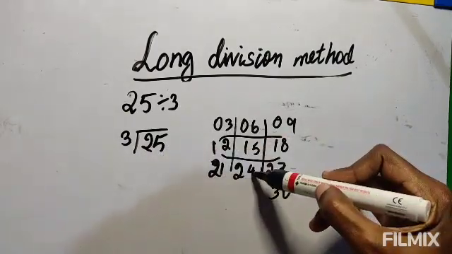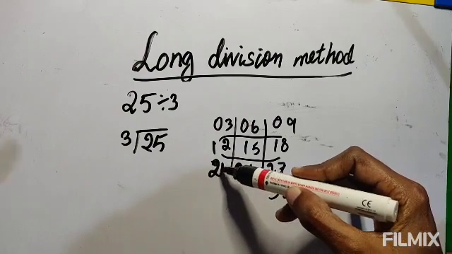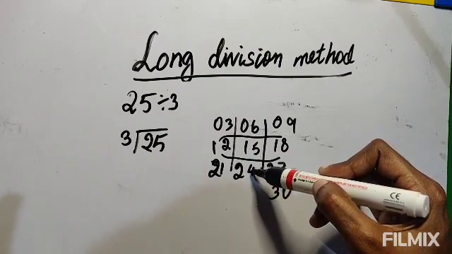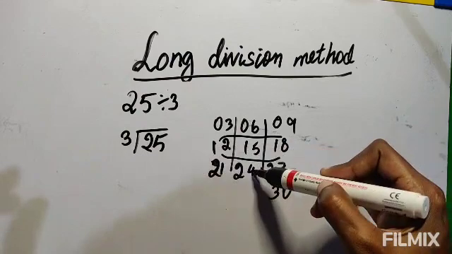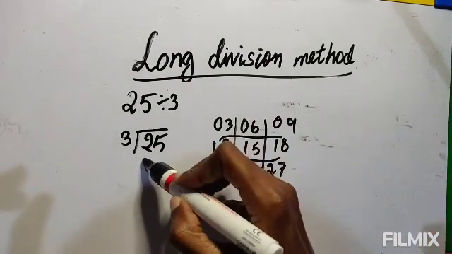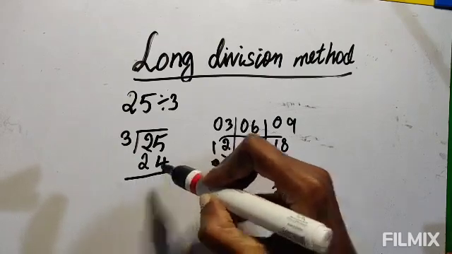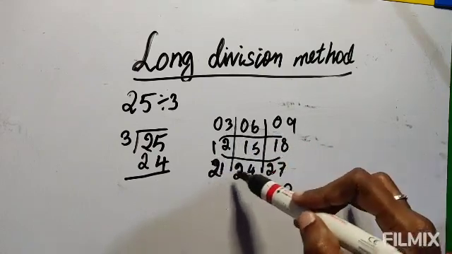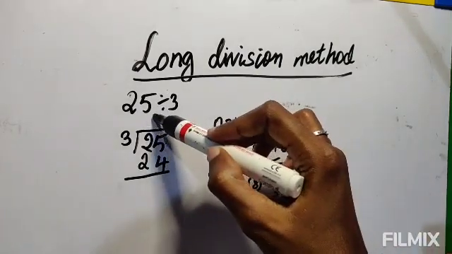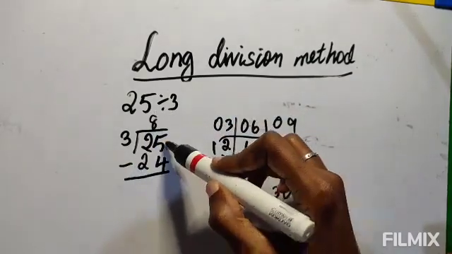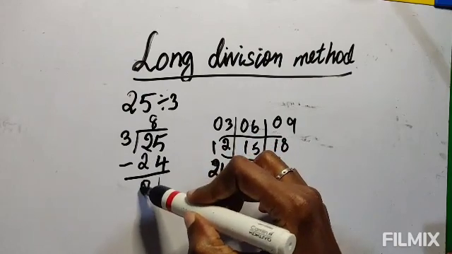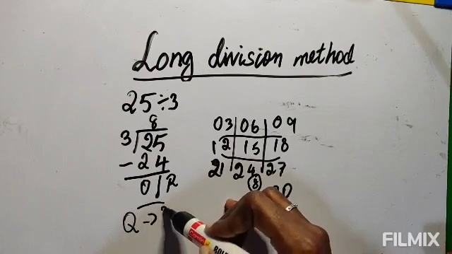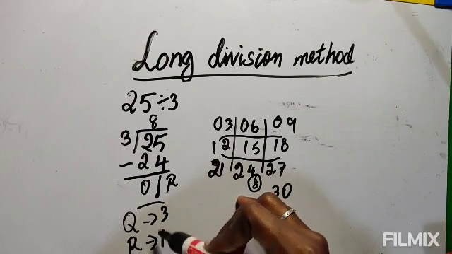Just before this number, that is 24. This 21 goes too far back. This is the nearer small one. So we will take 24. Let's write 24 here. Now, 24 is how many times? 1 2 3 4 5 6 7 8. So this is 8 times. So we will write that 8 here. Now we have to subtract: 5 minus 4 is 1, 2 minus 2 is 0. So we have got the remainder 1. So here the quotient is 8 and the remainder is 1. So this is the answer.